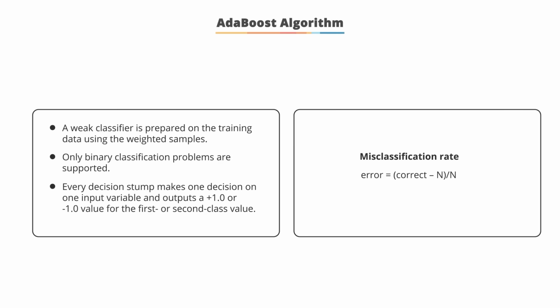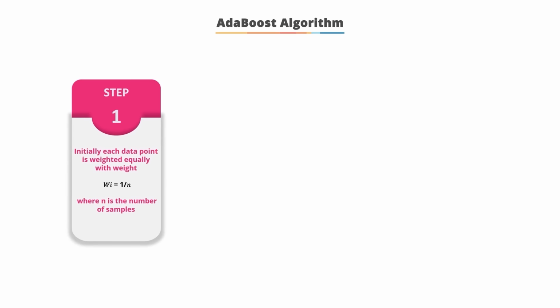The misclassification rate is calculated as error equals (correct minus n) divided by n. In the given equation, error is the misclassification rate, correct is the number of training instances predicted by the model, and n is the total number of training instances. So let's understand the steps involved in this algorithm. Step 1, initially data points are weighted equally with weight Wi equals 1 over n, where n is the number of samples.